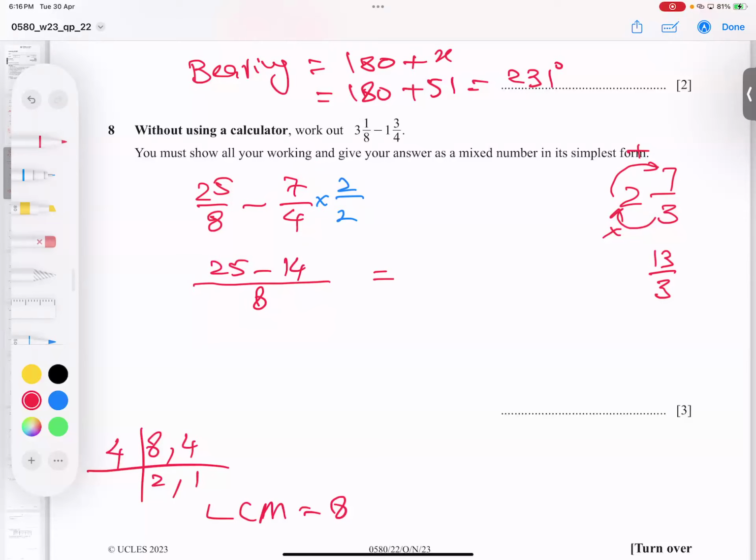11 by 8 is the answer, but we have to give it as a mixed number. What is the method for a mixed number? 11 go inside: 8 ones are 8, 3 left. So this 3, I will write here first of all. And yes, exactly, 3 and 1 over 8. Wait a minute, 1 over 8. Yeah, wait a minute, I write again.